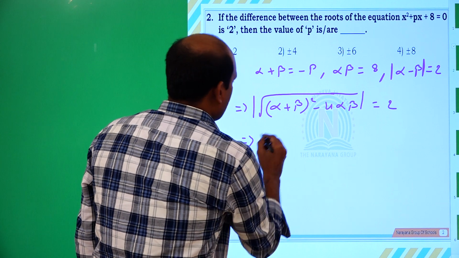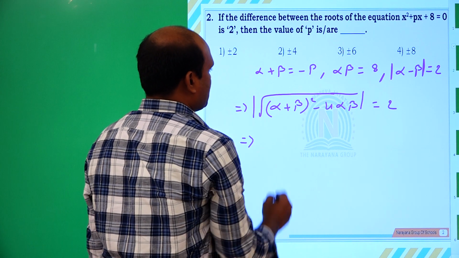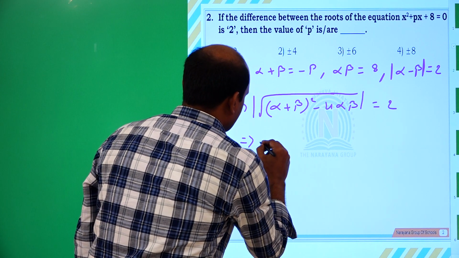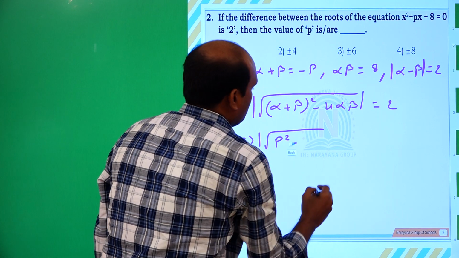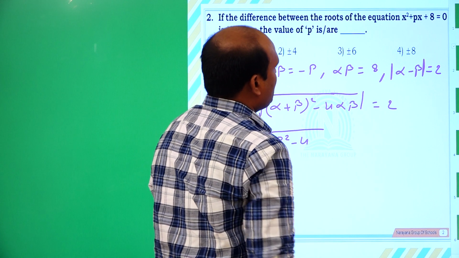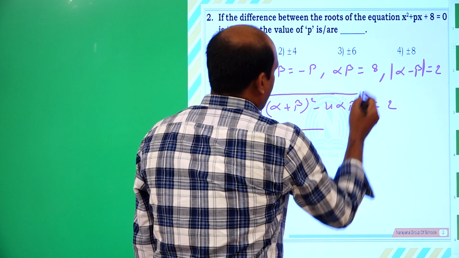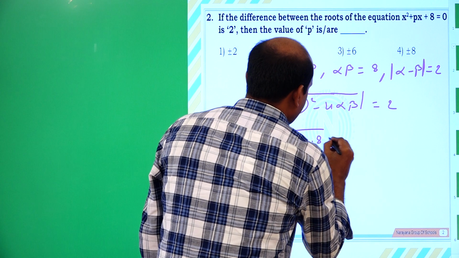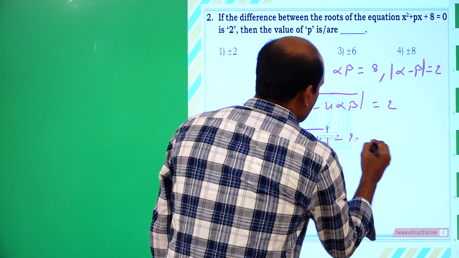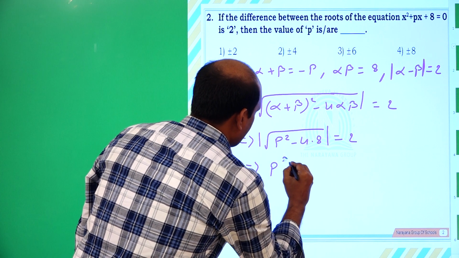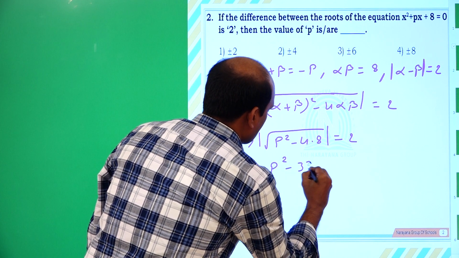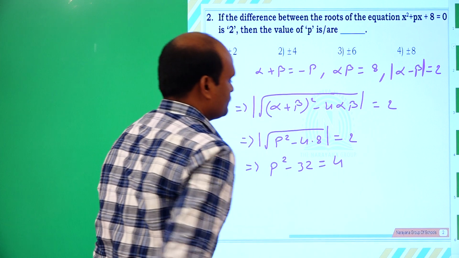That implies alpha plus beta value. What is alpha plus beta? Minus p. Minus p whole square is modulus of p square minus 4 into alpha beta value 8. 4 into 8 is equal to 32. Now squaring on both sides, that implies p square minus 32 is equal to 4.